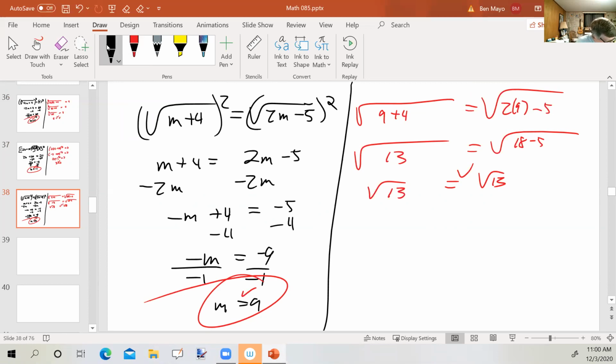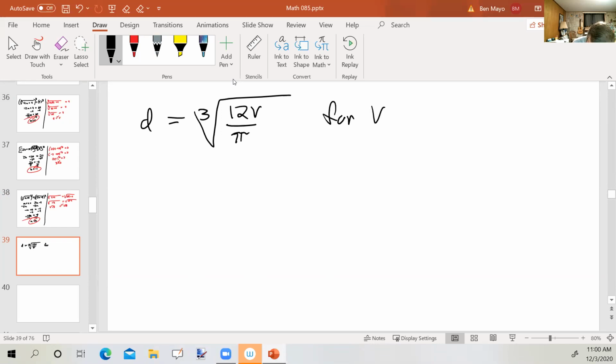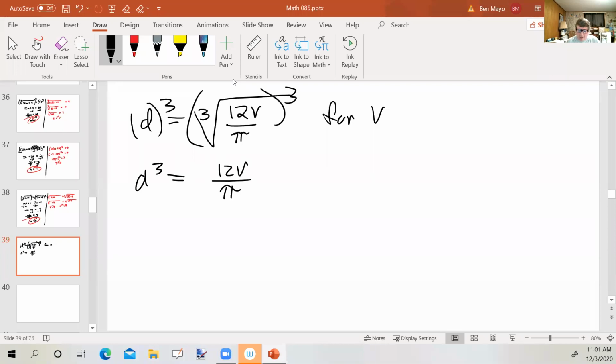Let's see. Let's solve a formula. Let's say we've got D equals the cube root of the quantity 12v over pi. And we are to solve for the letter V. V is locked up inside of a radical. So to get it out, I'm going to have to cube both sides. On the left side, I get D cubed. On the right side, I get 12v over pi.